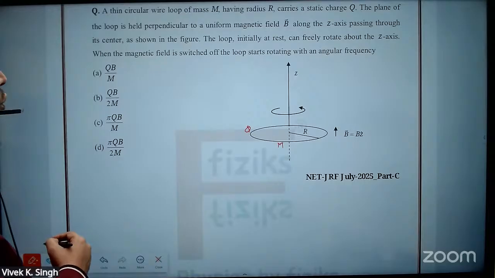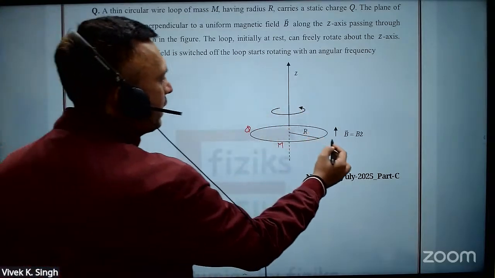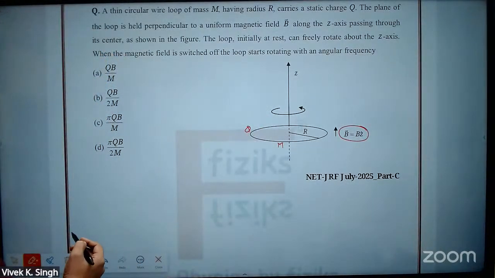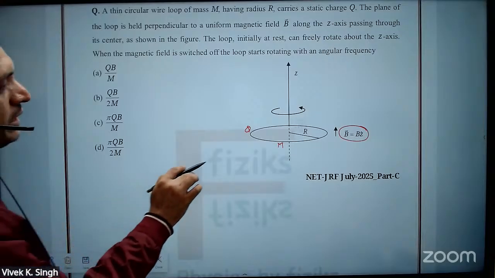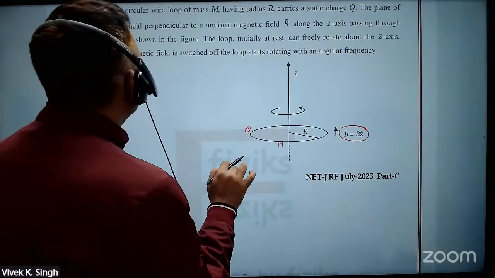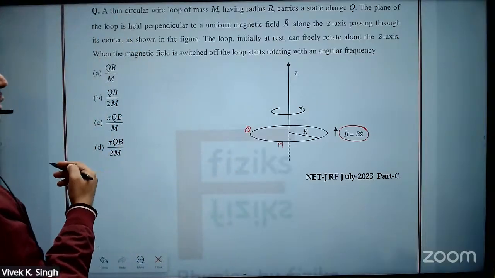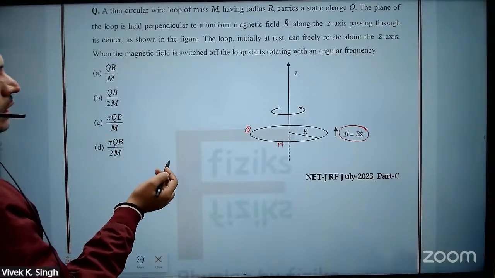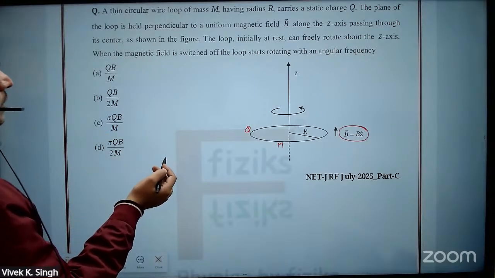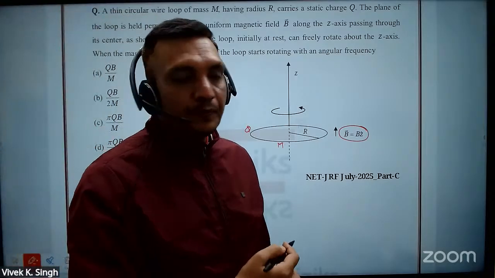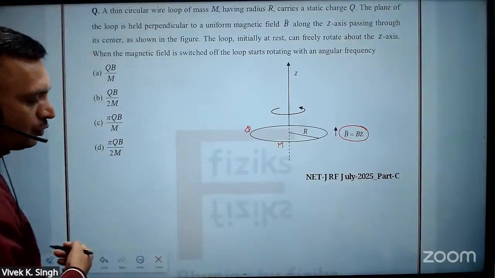The plane of the loop is perpendicular to the uniform magnetic field. B is perpendicular to this loop along the z-axis passing through its center, as shown in the figure. The loop is initially at rest and can freely rotate about the z-axis. So when the magnetic field is switched off, the loop starts rotating with some angular frequency. By what frequency?